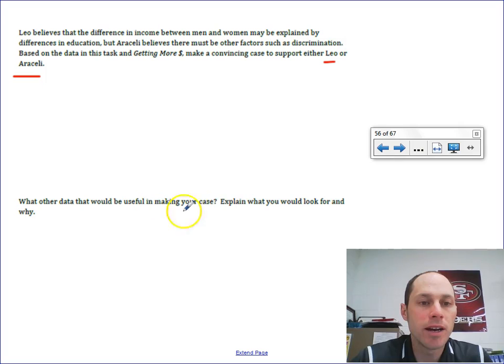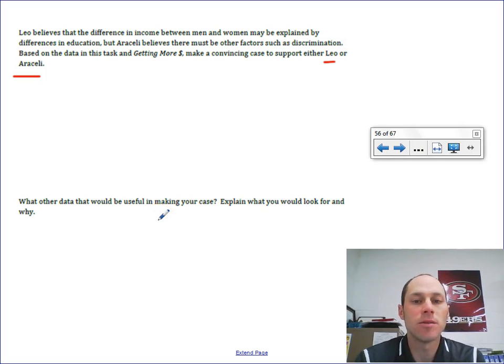Now, what other data would you find useful in making your case? So what else would you need to know? What would you look for? What other factors would be important in order to determine if there's something more here besides just, are men getting paid more than women? Is it because of education? What else? What other factors would be important to take a look at before we come up with a case, either for Leo or Araceli's side of the case? So work on that, and we'll discuss that and take a look at that in class.